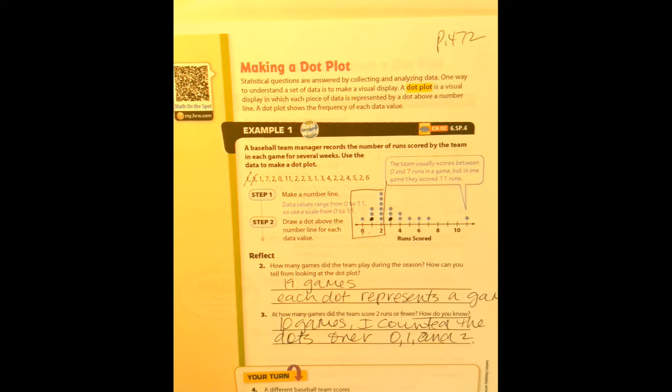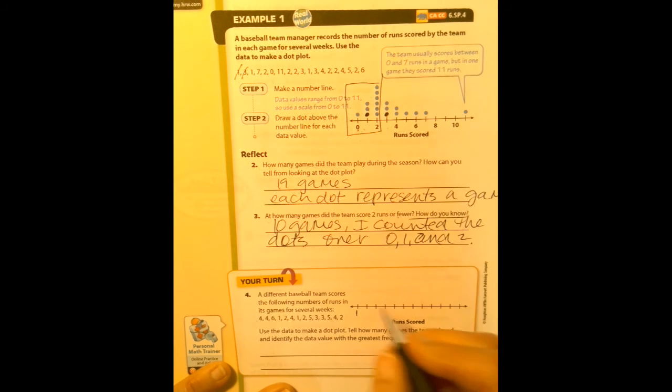Okay, so let's try the one below. And now we have a different baseball team that scores the following number of runs in its games for several weeks. Use the data to make a dot plot. So we have a number line, but it's blank, so we have to decide how to number it. So if we look closely at our data, we have 4, 4, 6, 1, 2, 4, 1, 2, 5, 3, 3, 5, 4, 2. So it looks like the least value is 1, and the greatest value is 6. So I think we could probably do every other: 2, 4, 6. We can kind of spread it out a little bit.